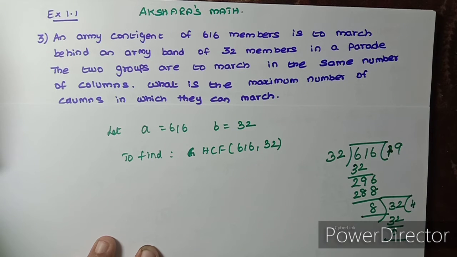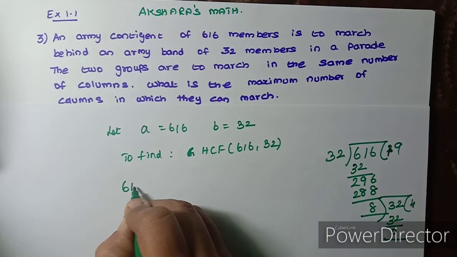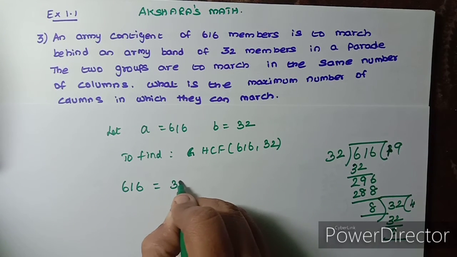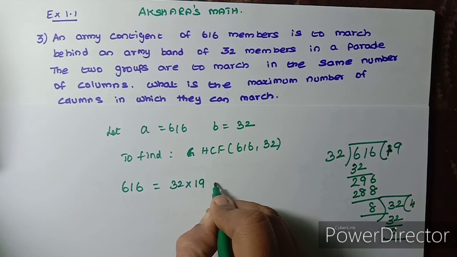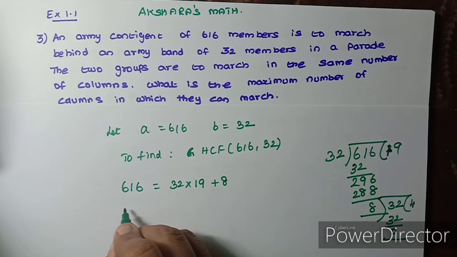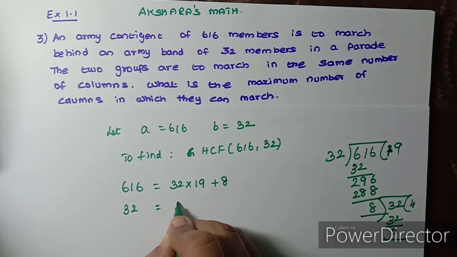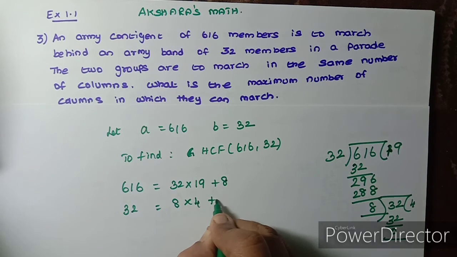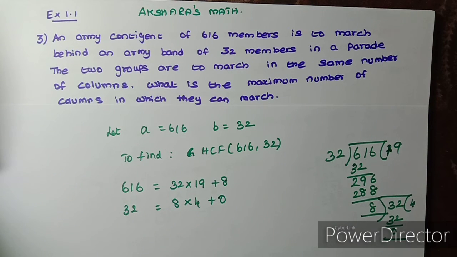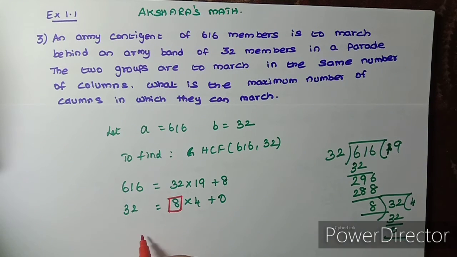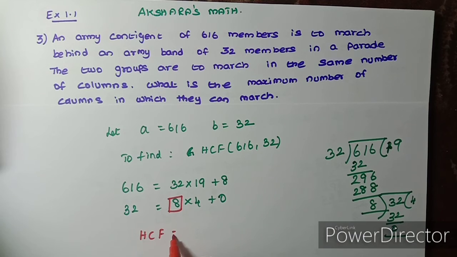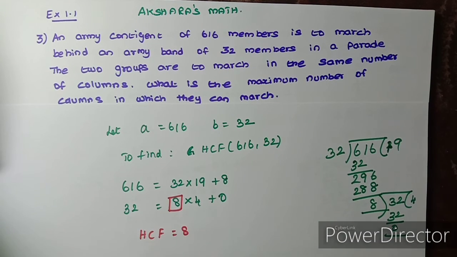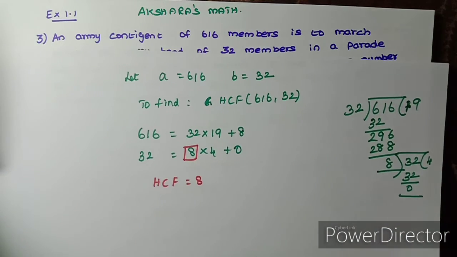Now let me write it in Euclid's division algorithm. 616 is equal to 32 into 19 plus 8. 32 is equal to 8 into 4 plus 0. So I got 0 as the remainder. So my HCF will be 8. So HCF is equal to 8. That means the maximum number of columns in which they can march is 8.